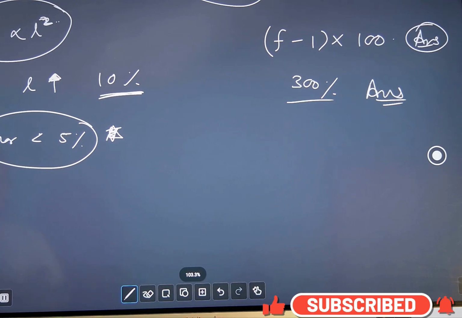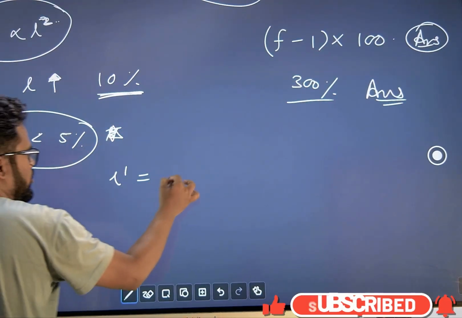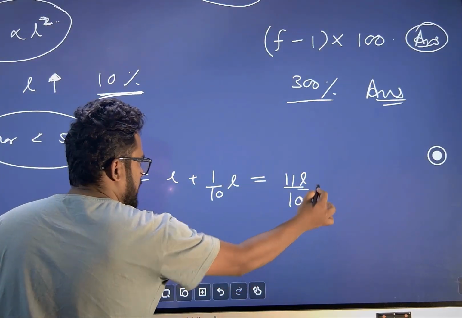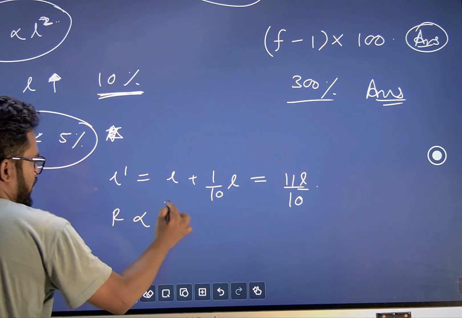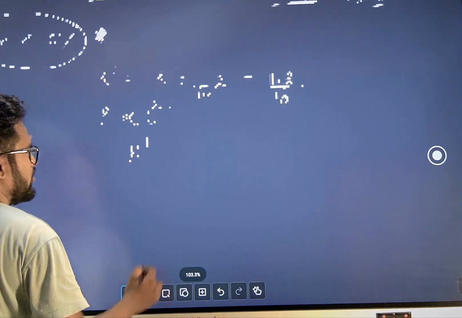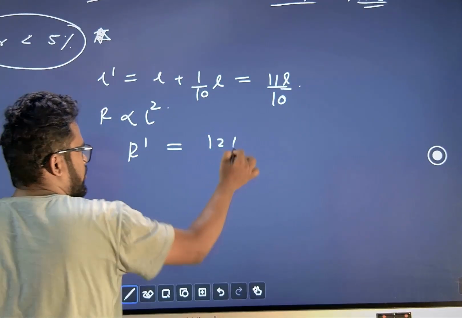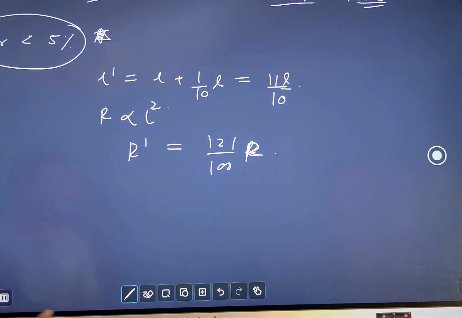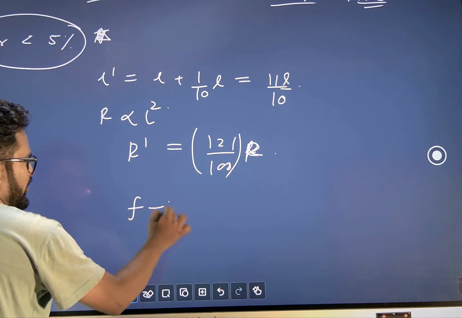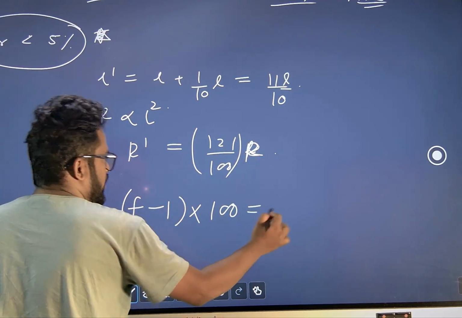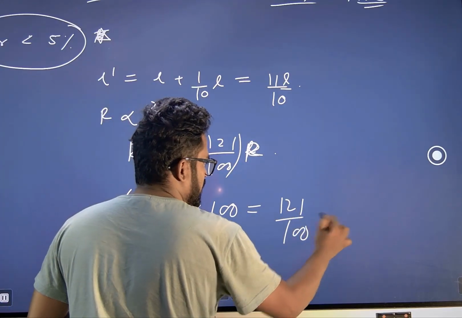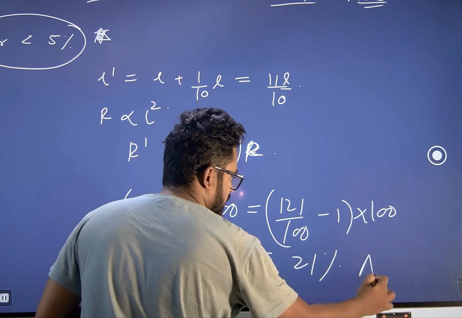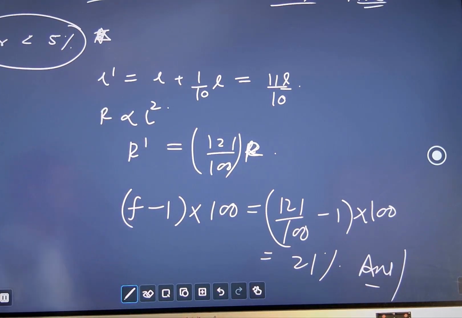Okay, let's see. Resistance proportional to L square, length increased by 10%. So final length would become how much? L plus 10%, means 1 by 10 of L, that is 11L by 10. Resistance is proportional to what? L square. So final resistance would become how much? Square of the length, so 121 by 100 R. So this is the final resistance. What is the factor? 121 by 100. Percentage is given by factor minus 1 into 100. 121 by 100 minus 1 into 100. That is how much? 21%. That is our answer. Clear?